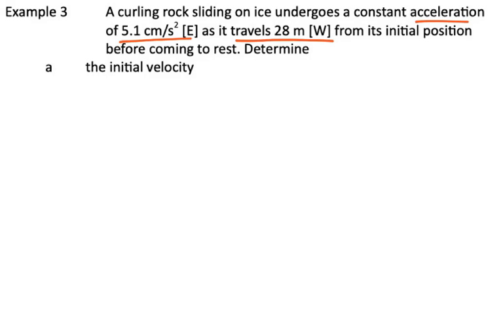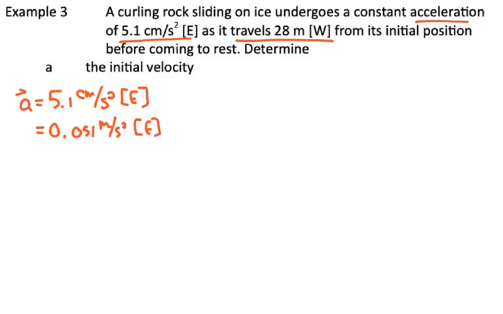So we know the acceleration is 5.1 centimeters per second squared east. Again, we need proper scientific units, so we need meters per second squared, dividing by 100, which gives 0.051 meters per second squared east. The displacement is 28 meters west.